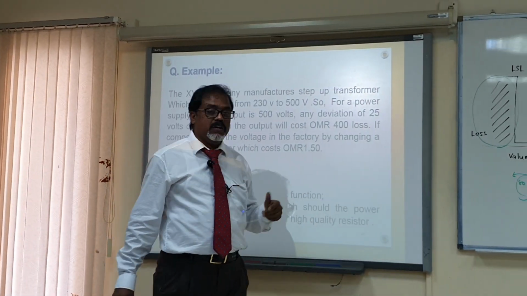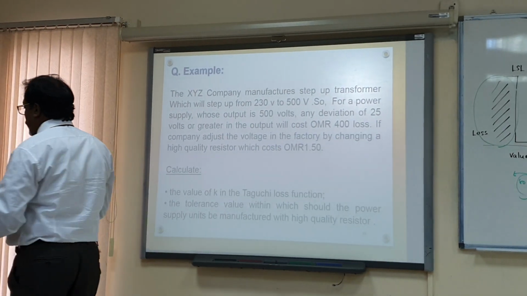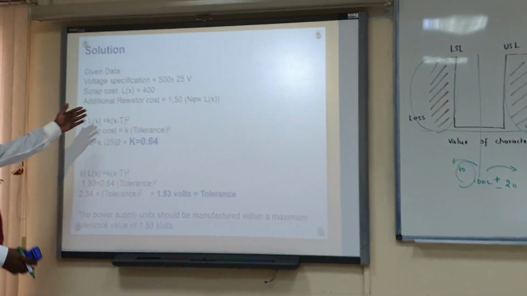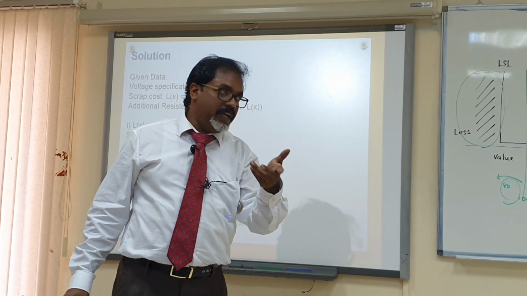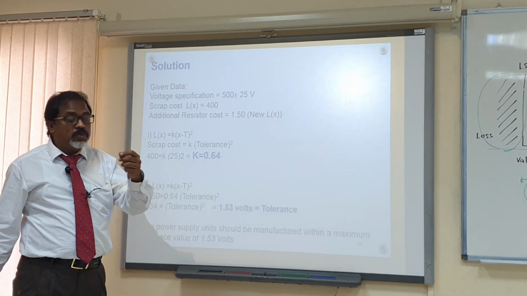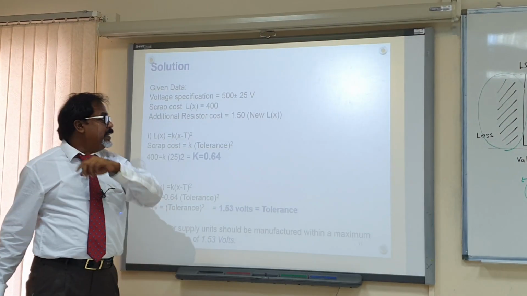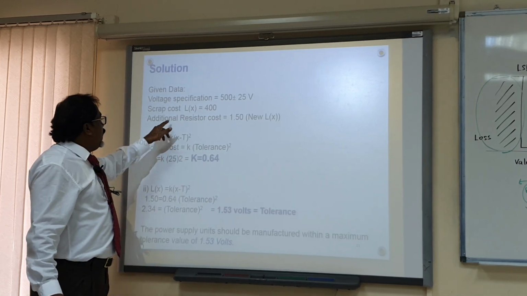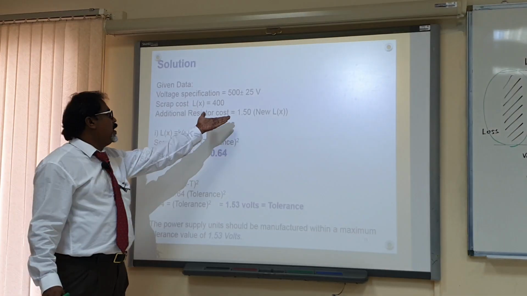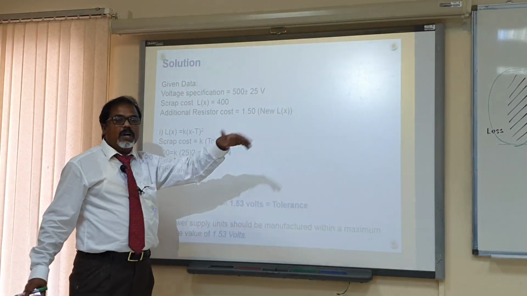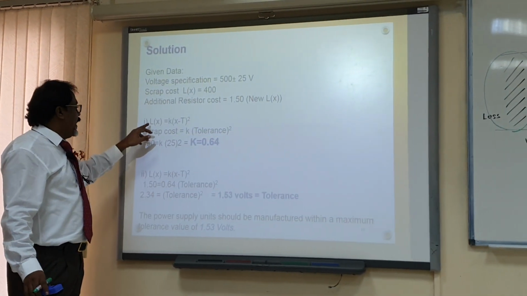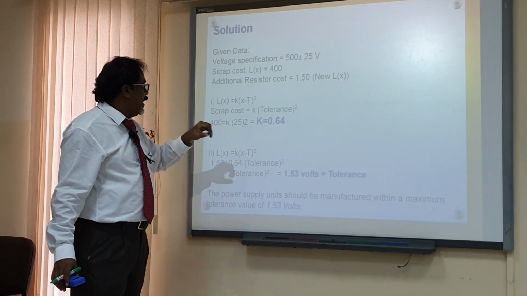So how much is the loss function given? So this is the reason, and you can calculate what the K value will be. See how we are going to calculate. You see here the voltage specification is given as 500 plus or minus 25 volts. Then the scrap cost: when you exceed this value, you will get a loss of 400 OMR. Additional resistor cost: when I include an additional resistor inside the product, I will get 1.50 OMR only extra. Okay.